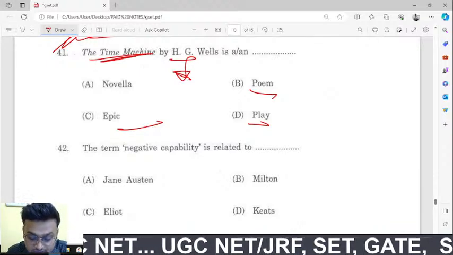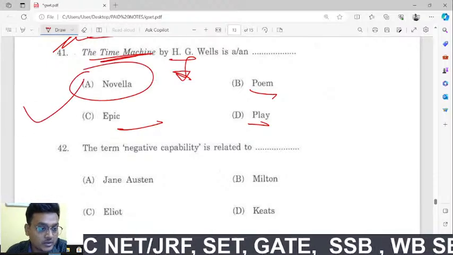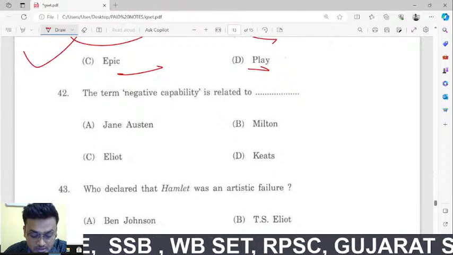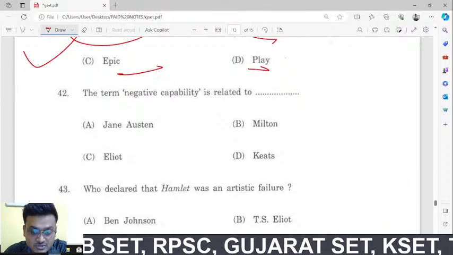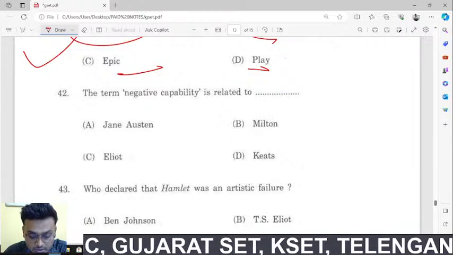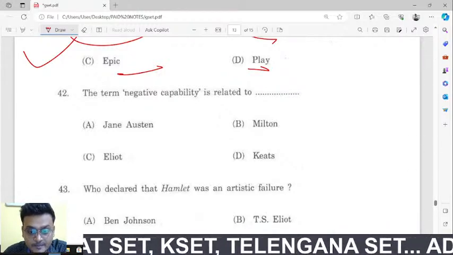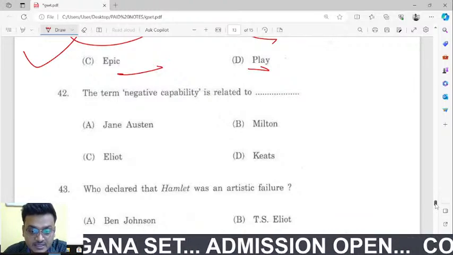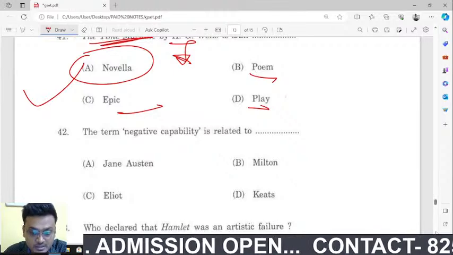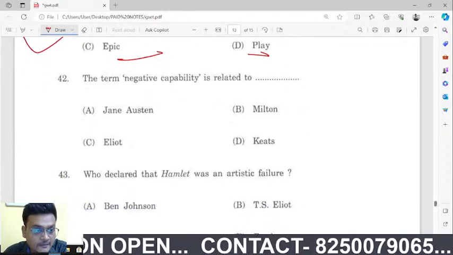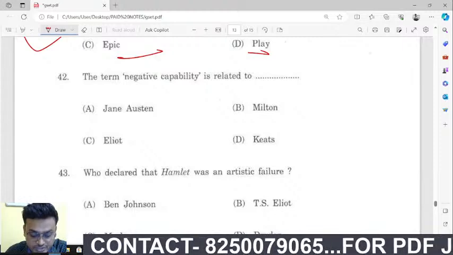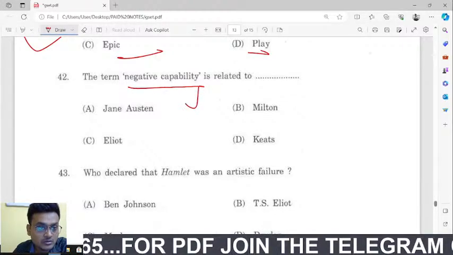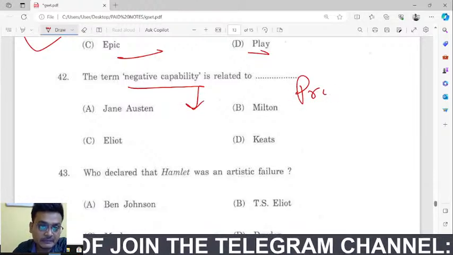The Time Machine is actually a very easy one. It's a novella. Tahida, Biba as well, it's actually a novella. Yes, it's science fiction, but it's a novella. Science fiction is not an option given here. Is there any option given as science fiction? Then why are you saying it's a novella? Okay, fiction.